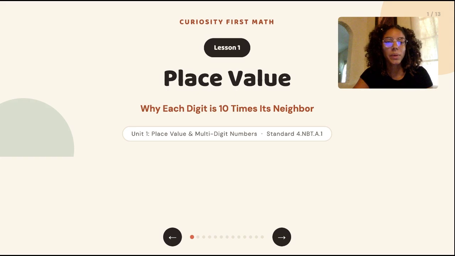Hi everyone, welcome to a Curiosity First math lesson. Today's lesson is in place value and we're going to answer one question. Why is each digit 10 times the digit next to it?